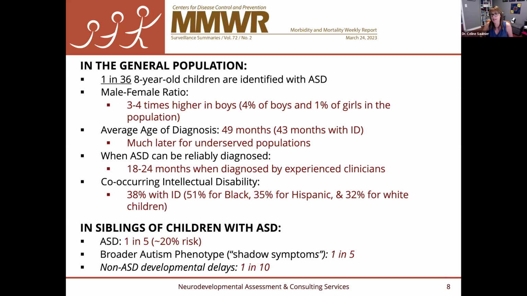We call this the broader autism phenotype, or shadow symptoms. And then another 1 in 10 biological siblings will have non-autism developmental delays, things like language delays or cognitive delays, but not full-blown autism symptomatology. So you definitely want to watch those siblings very closely, especially when we're talking about complex cases, because for whatever reason, more often than not, the younger siblings who are subsequently diagnosed tend to have more subtle symptomatology than their older autistic siblings.